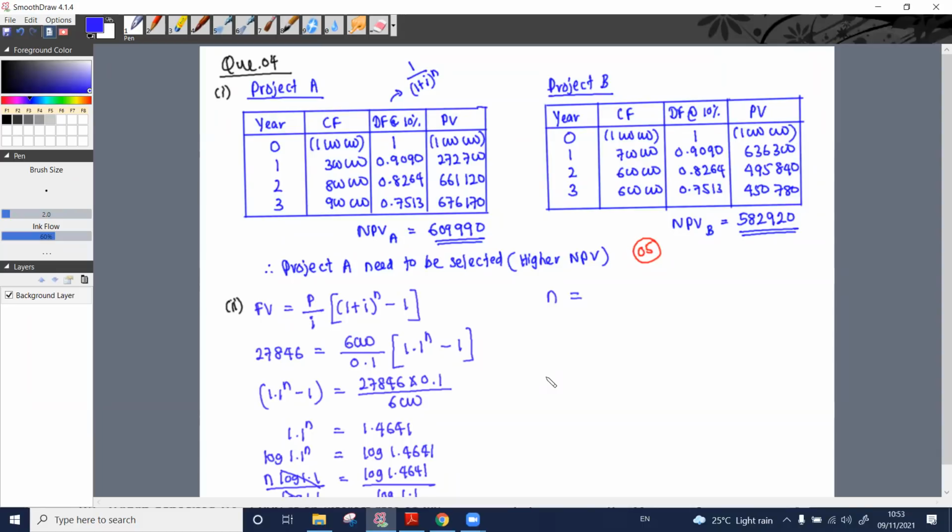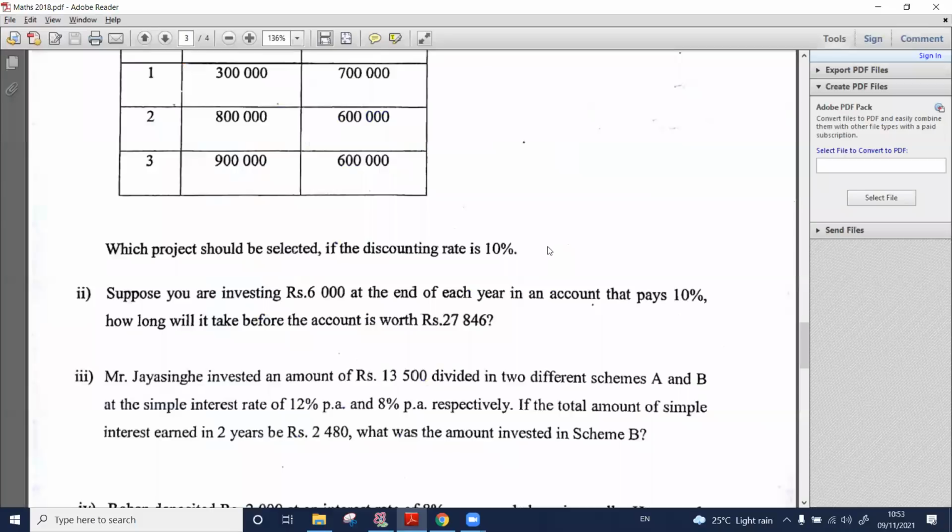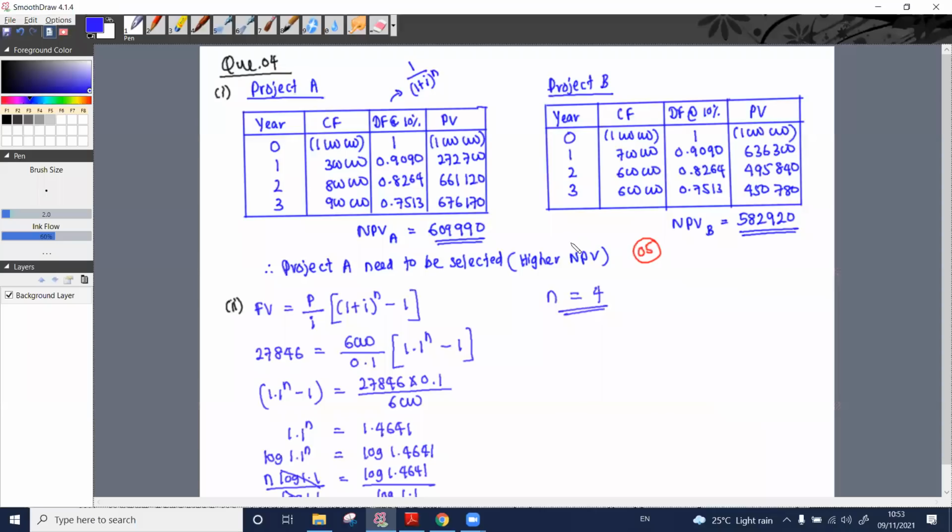Directly from the calculator, you can press the log button, log 1.4641 divided by log 1.1. That is 4. So 4 should be the answer. If you got this one correct, you can give 5 marks.